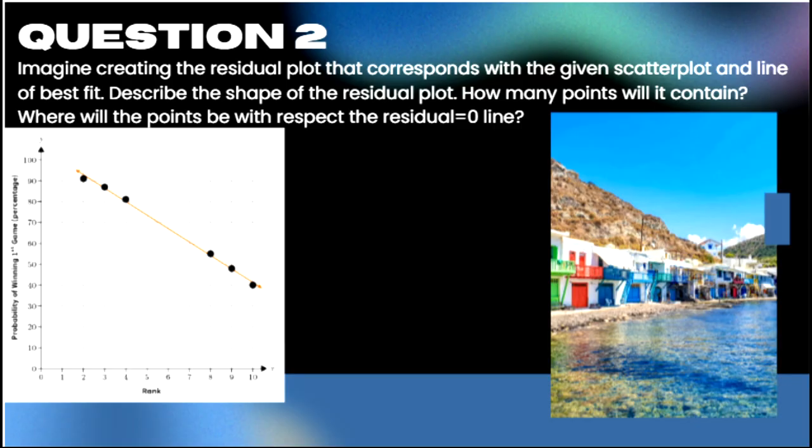Imagine creating the residual plot that corresponds with the given scatter plot and line of best fit. Describe the shape of the residual plot. How many points will it contain? Where will the points be with respect to the residual equals 0 line? Pause it, figure it out, come back.